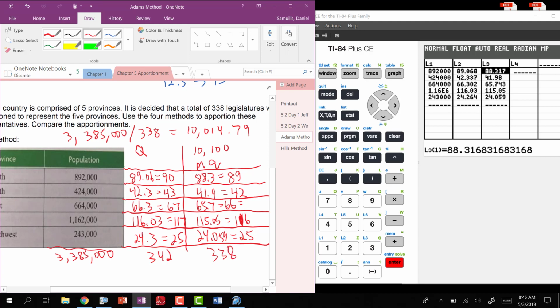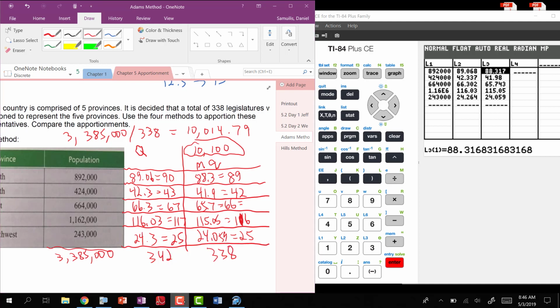Got very lucky. I lost 4 seats, so I know that these add up to 338, which is what I'm supposed to end up giving out. So again, trial and error, multiple answers work up there. You just got to find out which ones do. Okay? All right, so we got success on that one.